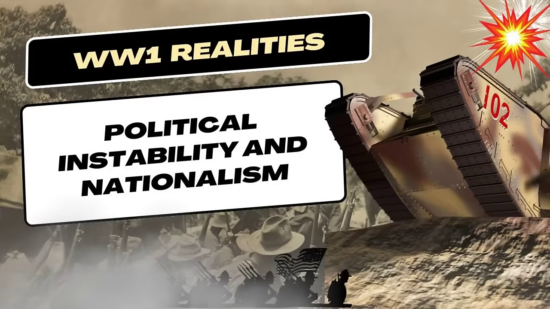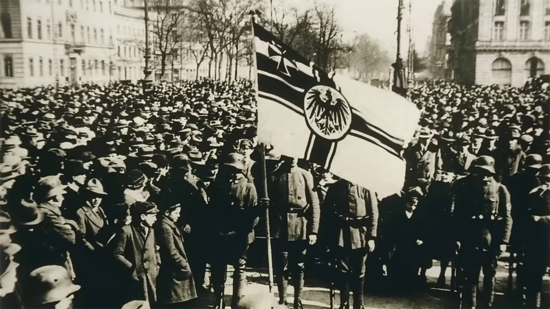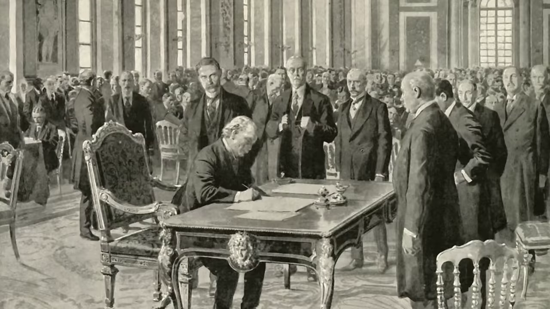3. Political instability and nationalism. The aftermath of World War I saw the collapse of empires, the redrawing of borders, and the emergence of new nation-states. However, the peace settlements, particularly the Treaty of Versailles, sowed the seeds of future conflicts by imposing harsh terms on defeated nations, fostering resentment and fueling nationalist sentiments.